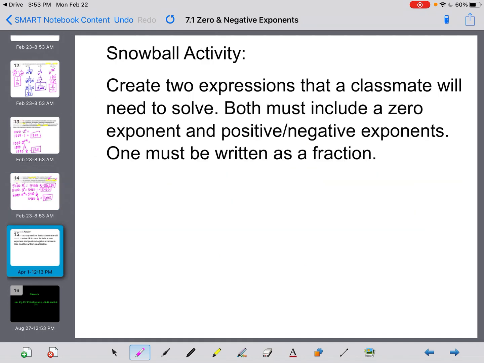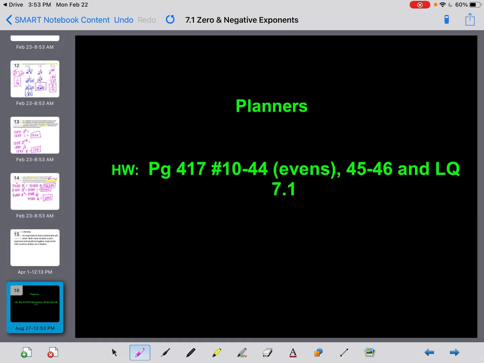All right, that is the end of this lesson. You should be able to complete the assignment, which is on page 417, numbers 10 through 44 even, 45, 46, and the lesson quiz.